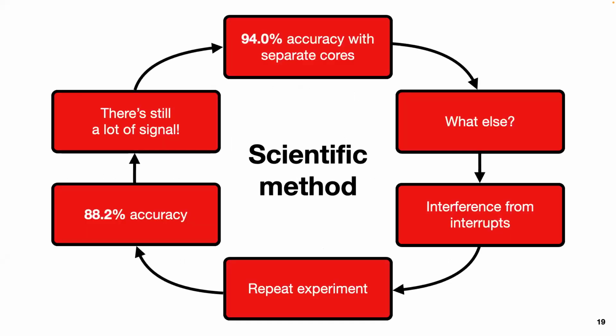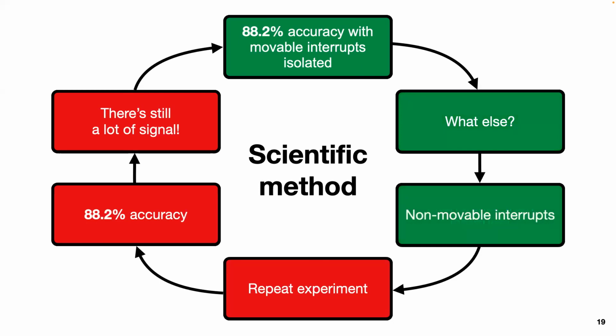So let's go back to this scientific method diagram. We now have 88.2% accuracy with all of the isolation mechanisms that we've applied so far: frequency scaling, pinning to different cores, diverting all the interrupts. So what else could cause it? Non-movable interrupts. So we want to repeat this experiment with the non-movable interrupts diverted from the attacker.